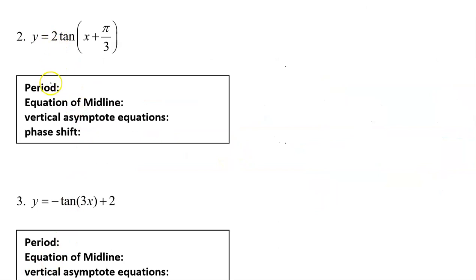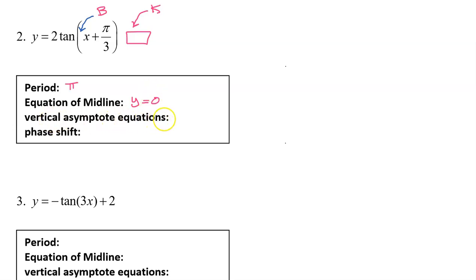For problem number 2, the period is unchanged because the b value, which you can't see, is a 1. So that means that the period is still going to be pi, just like the parent function. The midline, I should say that's the b value. The midline is affected by any number that is being added or subtracted on the end here. But there is no such number. So the midline will still be the x-axis, which is y equals 0.